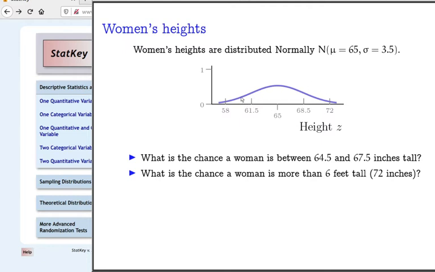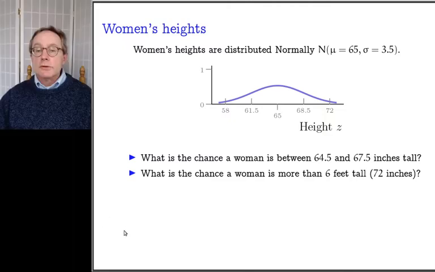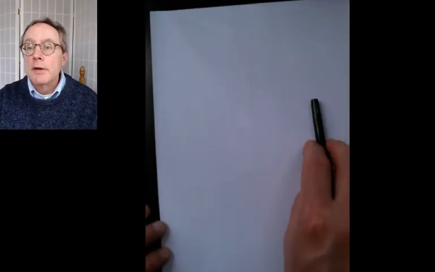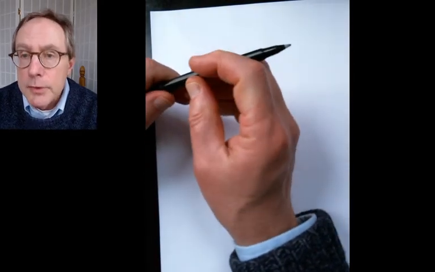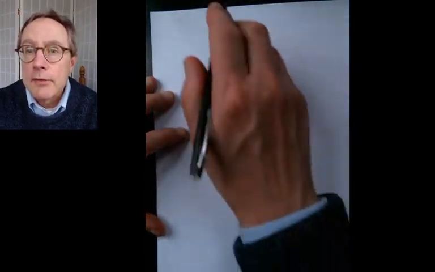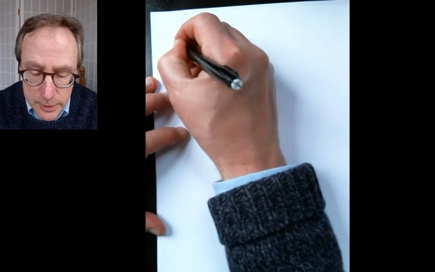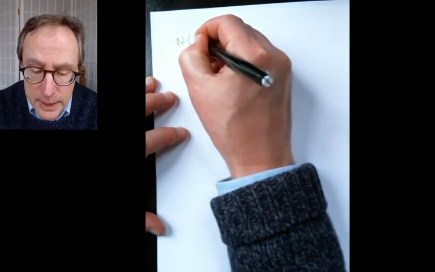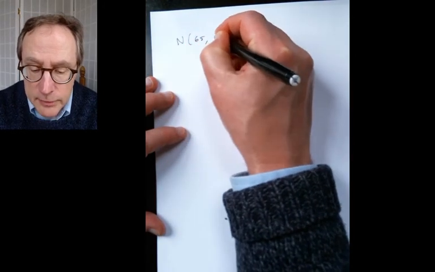So there we go. You see that characteristic normal curve shape centered at 65. One standard deviation unit is 3.5 inches. Then it says, what's the chance a woman's between 64.5 and 67.5 inches tall? So I'm going to do this on a piece of paper. So I have women's heights normally distributed with a mean of 65 and a standard deviation of 3.5.